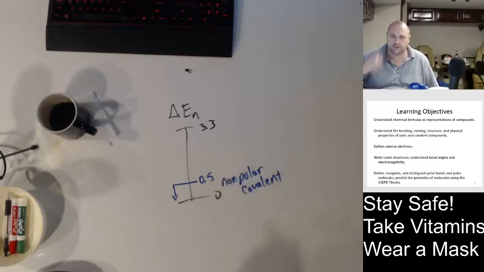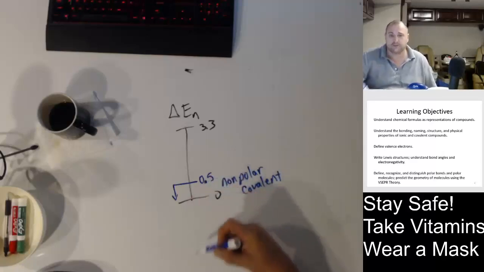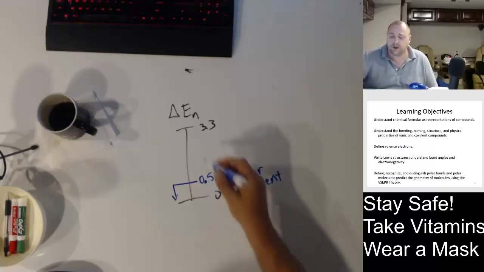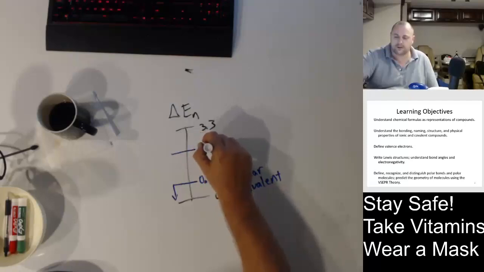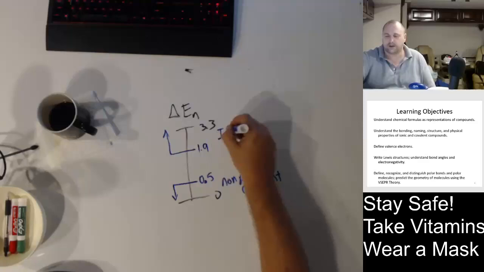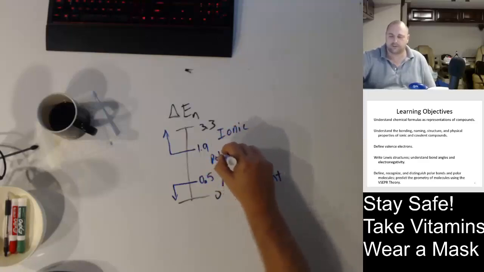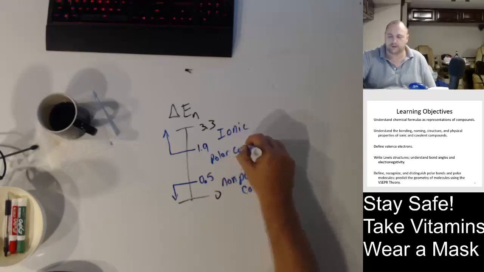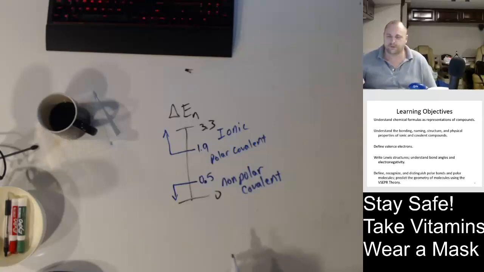These want the electrons the same, or close enough, and so they share. If I go 1.9 and up, so including 1.9, this would be ionic, and then in the middle we'd have polar covalent. And not only do they move these numbers, but it's kind of a spectrum as we move across.